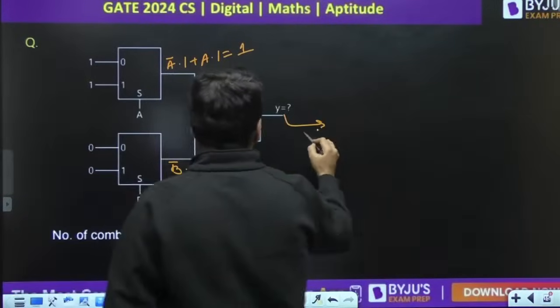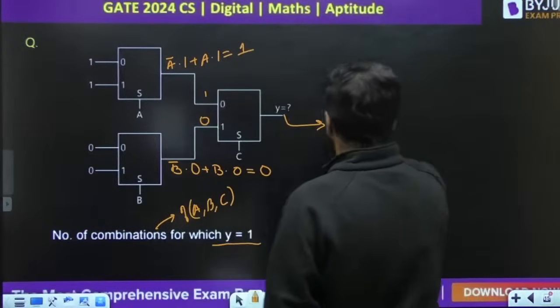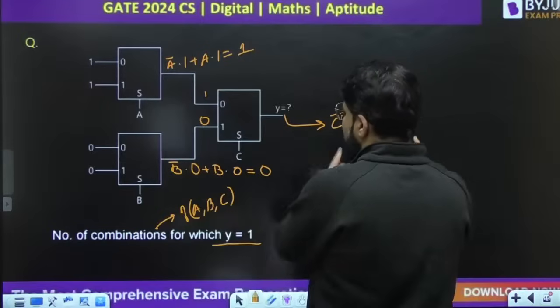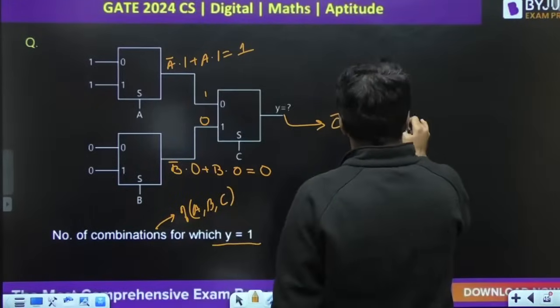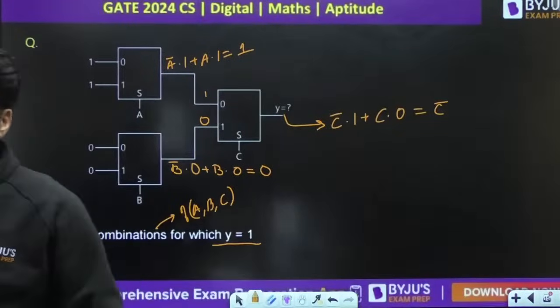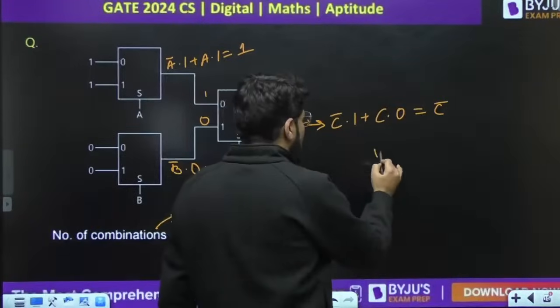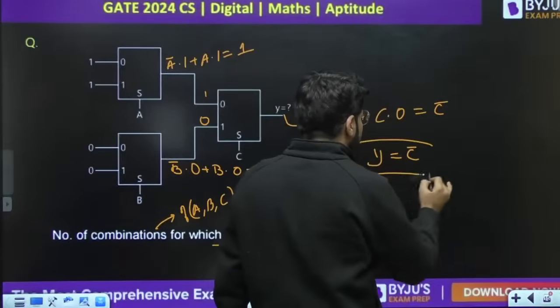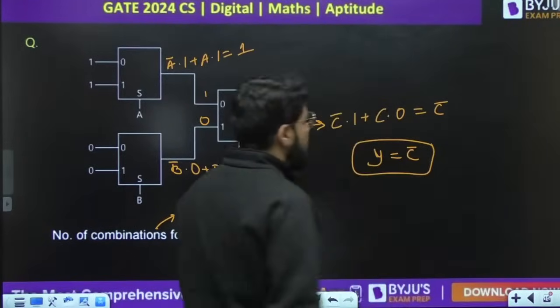Now what's going to be this output? With the select line 0, C bar, I select I naught which is 1. With the select line 1, which will be C, I select I1 which is equal to 0. So answer is equal to C bar. Answer is equal to what? C bar. Okay, the answer Y is equal to C bar. Done hai ji.